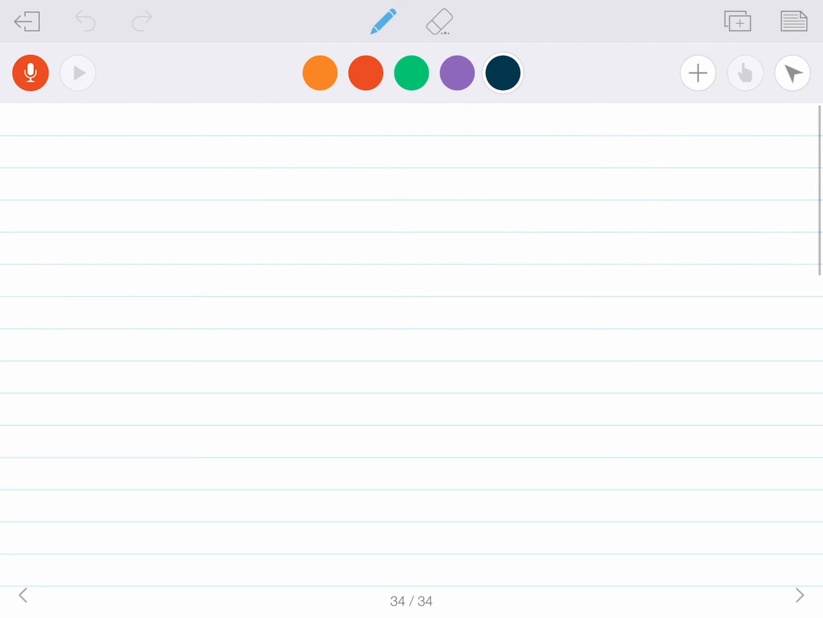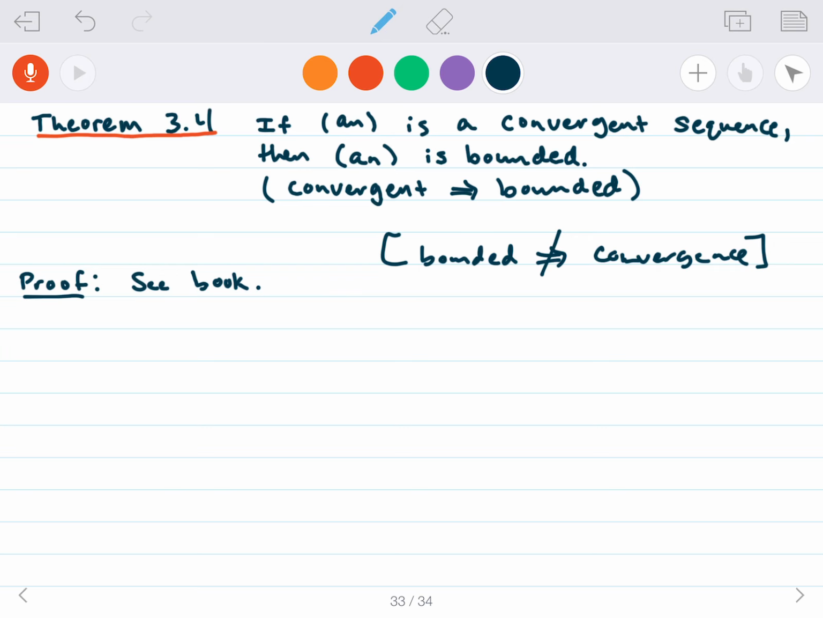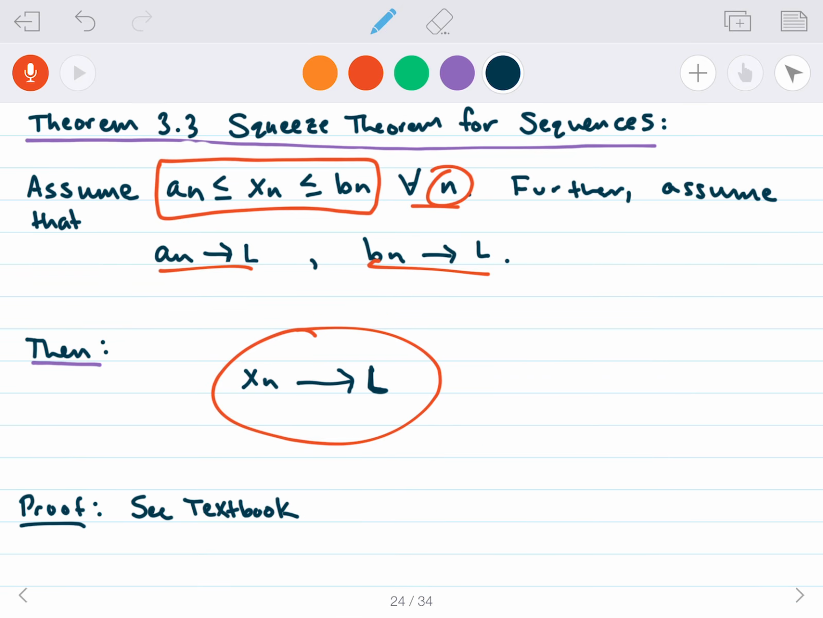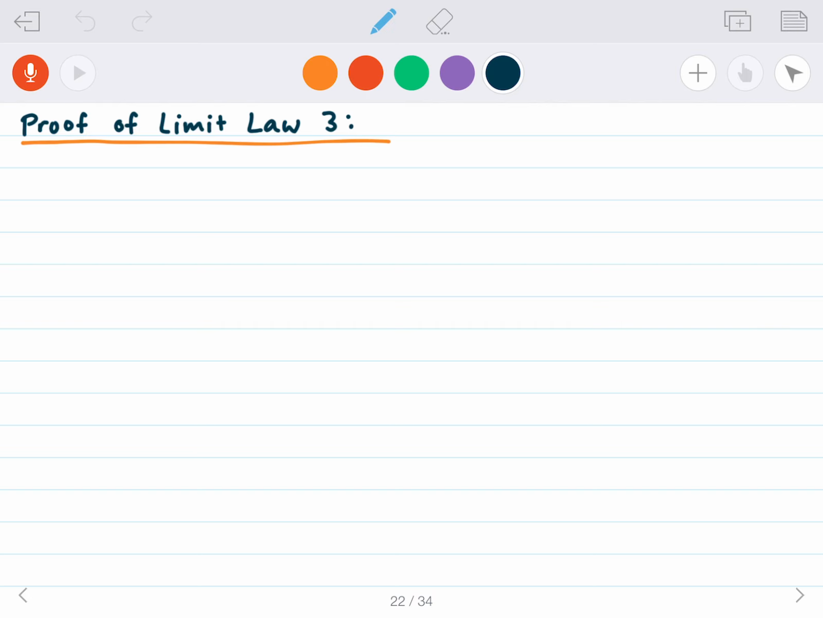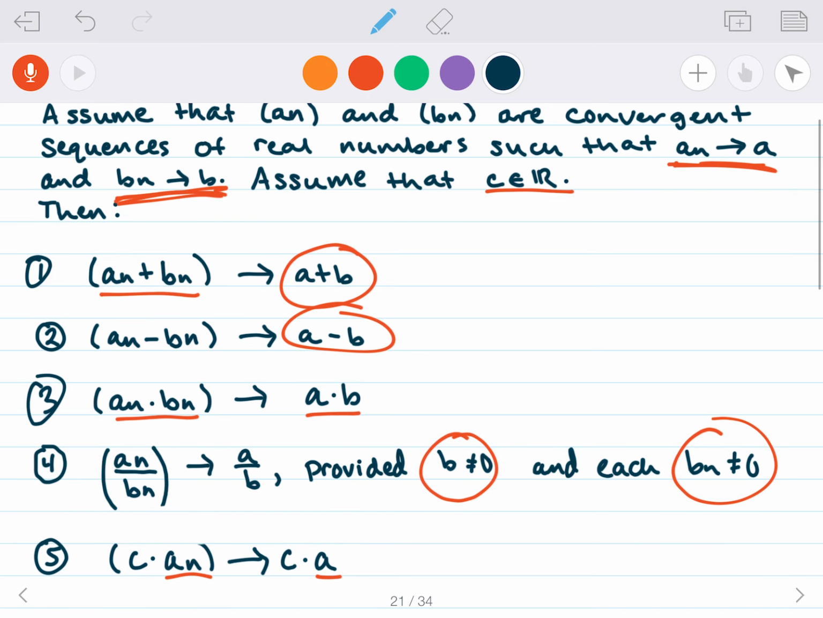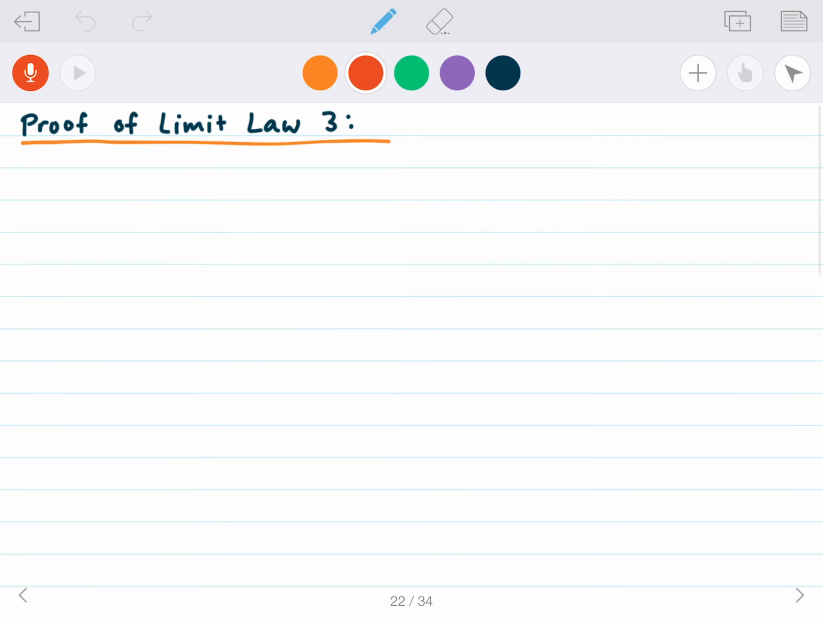But now that we know about this theorem and what boundedness is, I want to go back to that limit law 3. Okay, so I want to prove this limit law, and that was this guy, that if a sub n converges to a, b sub n converges to b, then the product of the sequences converges to the product of the limits. So let's go ahead and show this. We want to show, this is scratch work, that a sub n b sub n converges to a times b.